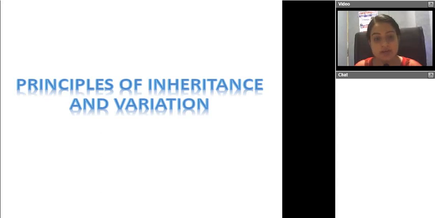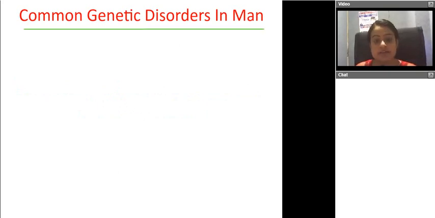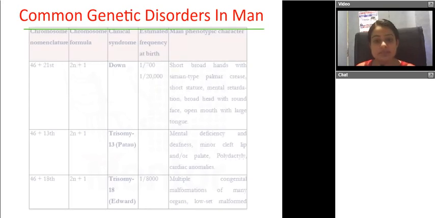We are heading towards the end of the chapter Principles of Inheritance and Variation. We have studied about genetic disorders and how they are brought about. In today's session, let us have a look at some of the most common genetic disorders in man.